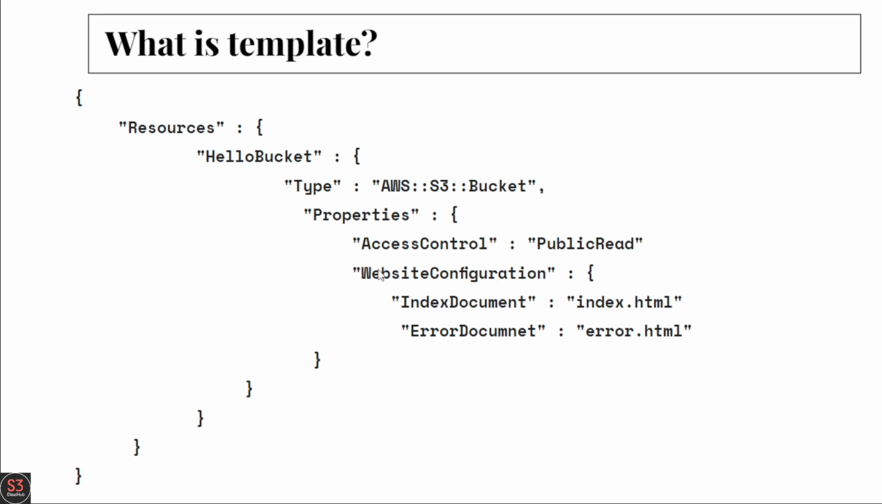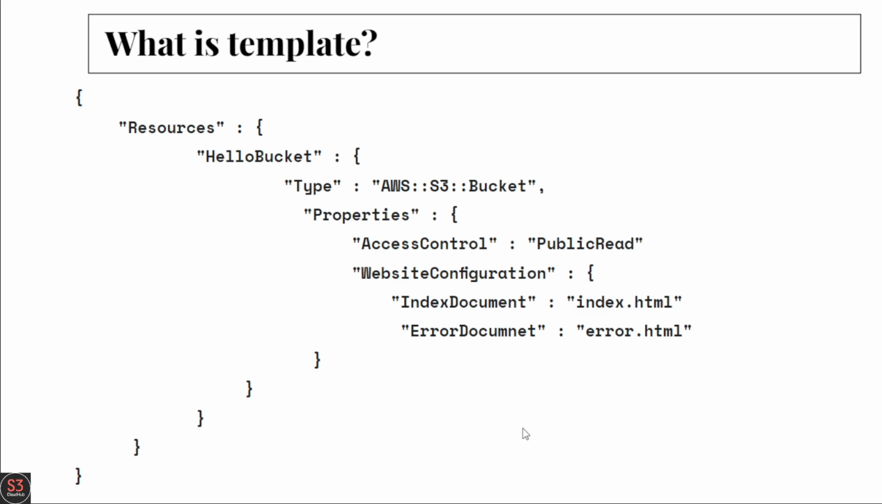First is AccessControl and second is WebsiteConfiguration. So we can control the access of our bucket. Here it is set to PublicRead, so our bucket is allowed public read. Then second is WebsiteConfiguration. Here we have two things. Firstly, we have to mention the IndexDocument, meaning the first file of our website, which is index.html. And next we have to mention the ErrorDocument, which is error.html. So this is how we can launch a website. So this was the advanced example.